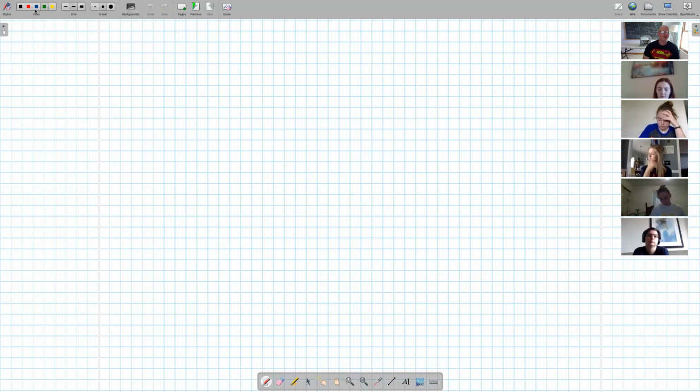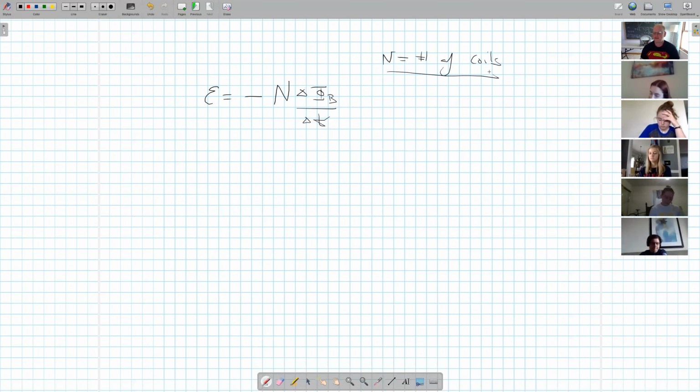So Faraday's law basically goes on further to say that the EMF is actually equal to minus, we'll talk about that minus sign, N, where N is the number of coils, times the change in magnetic flux with respect to time. So N here is equal to the number of coils.